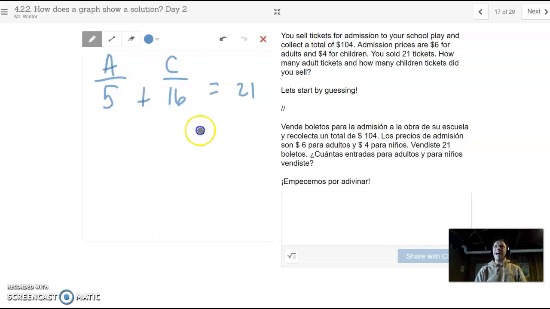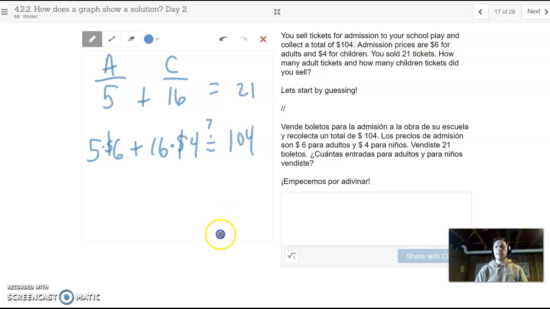Well, how much would that cost then? Is that the right answer? Is that $104 worth of tickets? Well, if I had 5 adults, how much is each adult's ticket? Oh, it's $6. So I would do 5 times $6 plus 16 times $4 per kid. Does that equal $104? So let's do the math. And again, I'm just guessing. I guessed 5 adults. So 5 times 6 is $30.